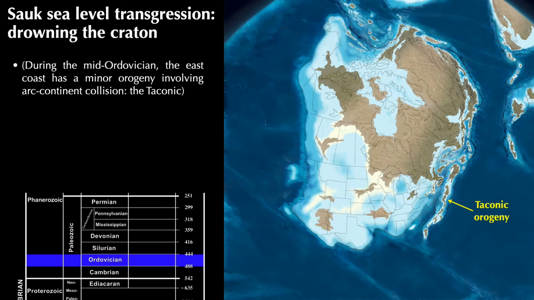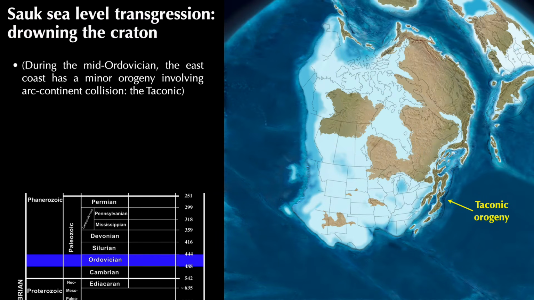Note that on the east coast, in the meantime, there's a small orogeny during this early Paleozoic time period where some island arc terrains collide with eastern Laurentia. This is referred to as the Taconic orogeny. There's a record of this recorded by deep-seated rocks exposed in the Appalachian Mountains.